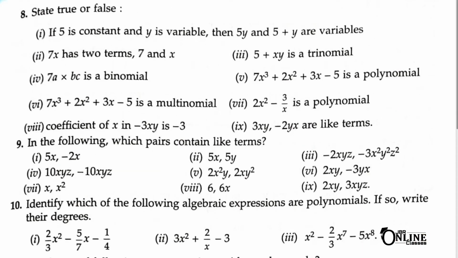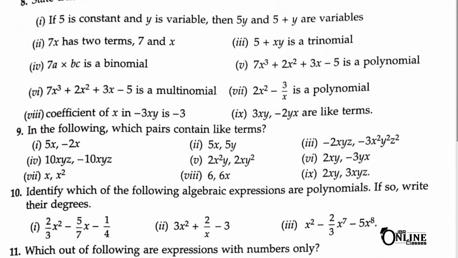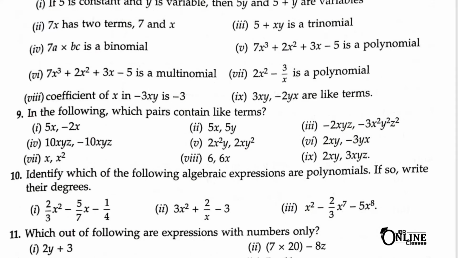Now sum number 8. If 5 is a constant and y is variable, then 5y and 5 plus y are variables. Yes, it's definitely true. I mean 5y is a variable and 5 plus y also is a variable. Now next one here number 2. 7x has two terms, 7 and x. It's false because 7x is a single term, that means monomial.